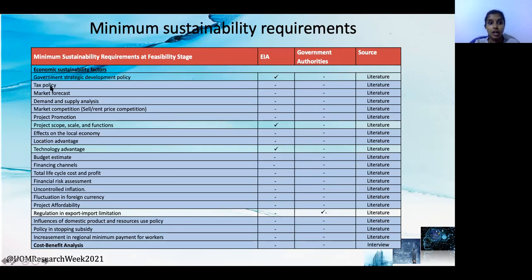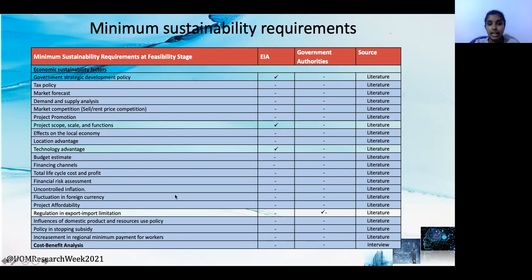So out of 78, with a new criterion called cost benefit analysis, which was newly identified by the interviewees, altogether 79, 68 were identified as the minimum sustainability requirement, and it is listed in the first column of this table.